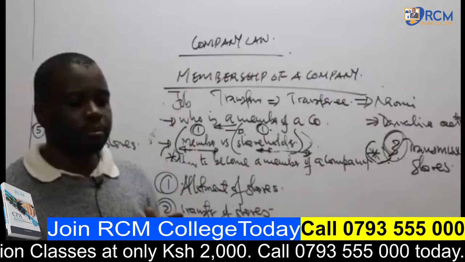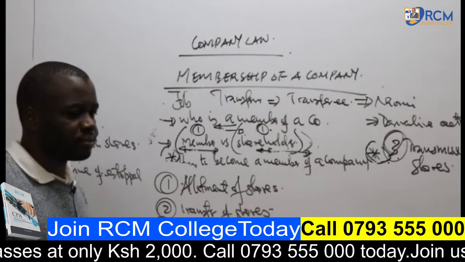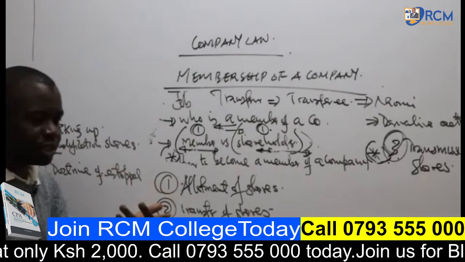So those will basically form part of the terms under that particular contract of sale of shares. That particular transfer instrument will mention the number of shares being sold, who the parties are, who is the transferor, who is the transferee, and how many shares are being transferred at what price. Once I transfer the shares, Naomi becomes the shareholder of the company.